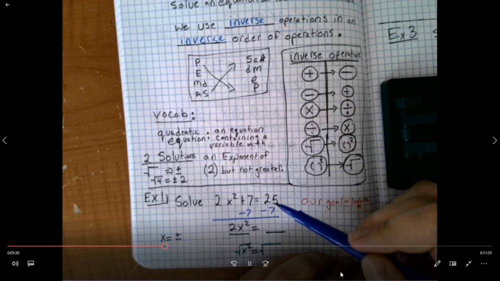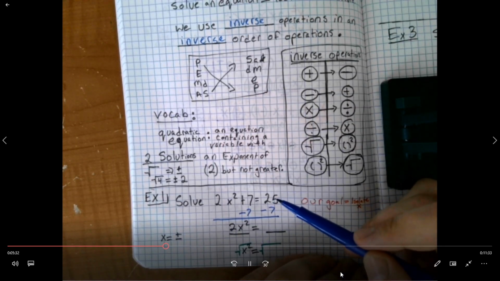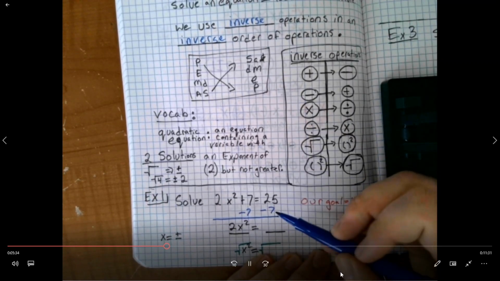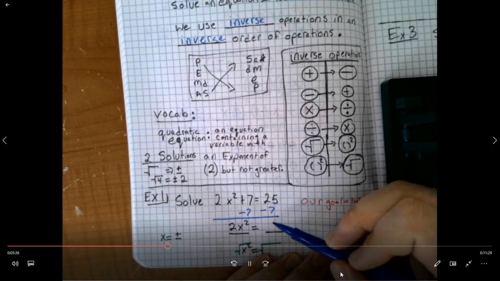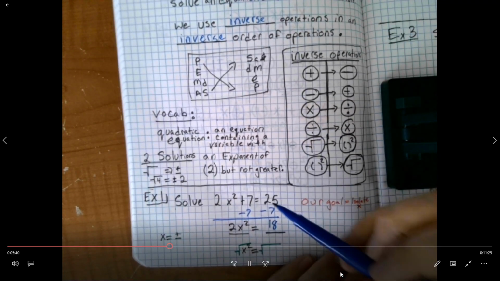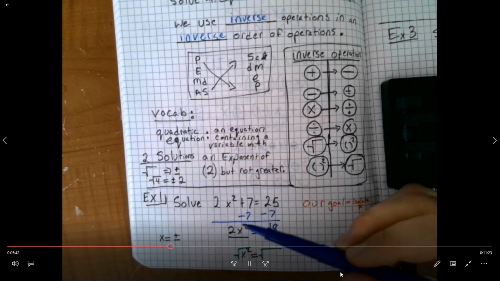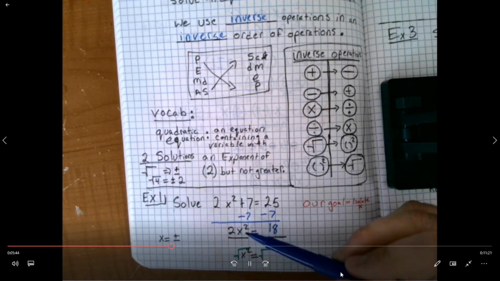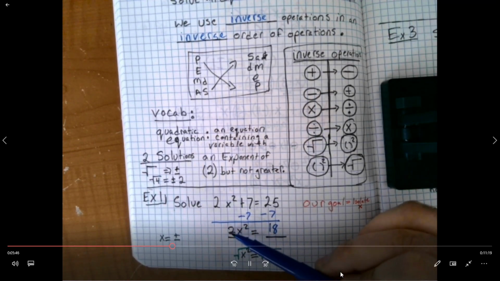Now if we subtract 7 from the left-hand side, well, 2x squared plus 7 minus 7 is just 2x squared. If we subtract 7, it cancels out. 25 minus 7 is 18. Our next step is we need to look, is x squared by itself? It's not. We have our 2 and we have our x squared.